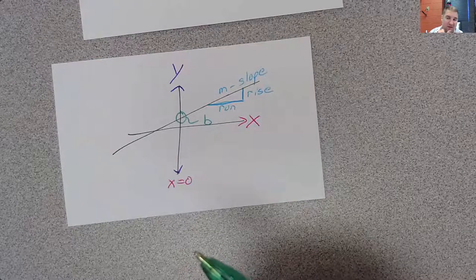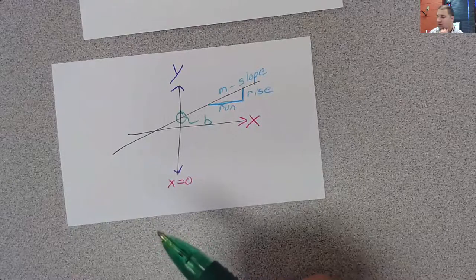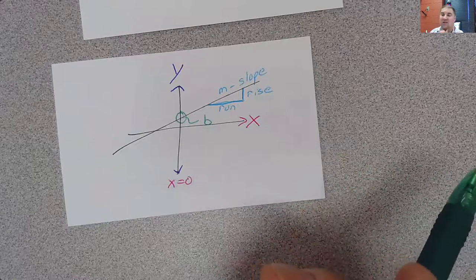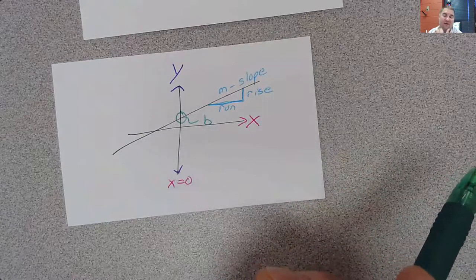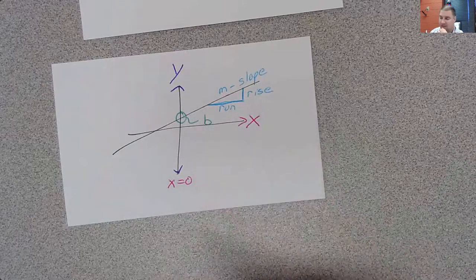a car driving, a car speeding up, a car's velocity, a car's acceleration. So there's all kinds of physical things that you could actually plot on a graph and evaluate over time and look for things like slope and y-intercept, okay?